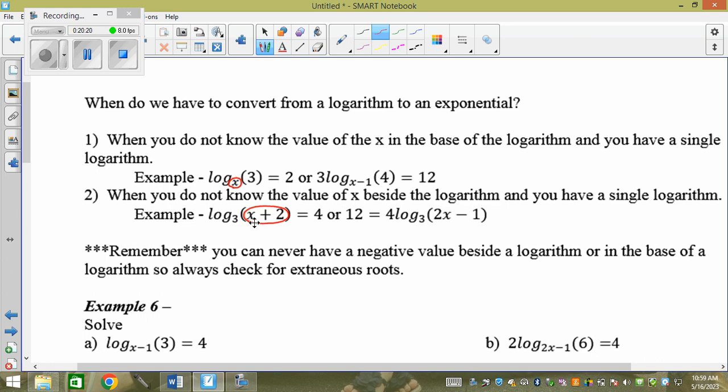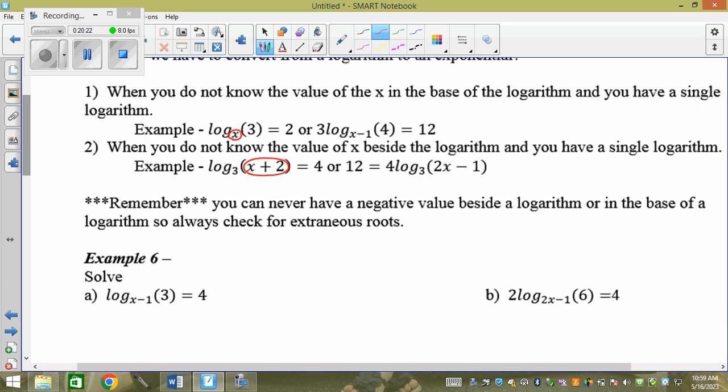Okay? Remember, you can never have a negative value beside a logarithm or in the base. So here and here, you can never have logs that are negative. You can never have negative beside a log or in the base. So when we're actually done solving for x of a log, we have to check to make sure that x value doesn't create a negative in my base or a negative beside my log. Because if it does, it's an extraneous solution. It's a solution, but it doesn't work. Okay, so with logs, we always have to check for extraneous solutions.